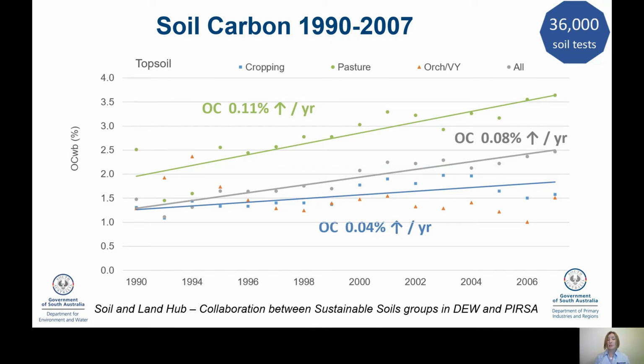When we look at these by land use, we can see the green line there is pasture, and that increases at a slightly higher rate of 0.11% per year. And if we go down to cropping, that blue line down the bottom there, we can see that it's smaller, 0.04% per year. But the good news story is it's a positive trend.